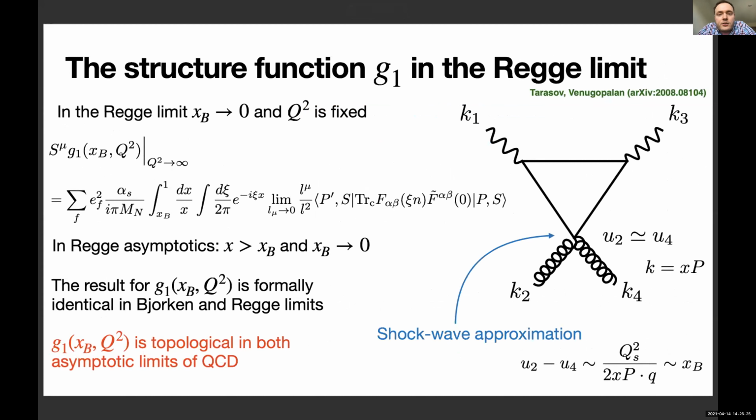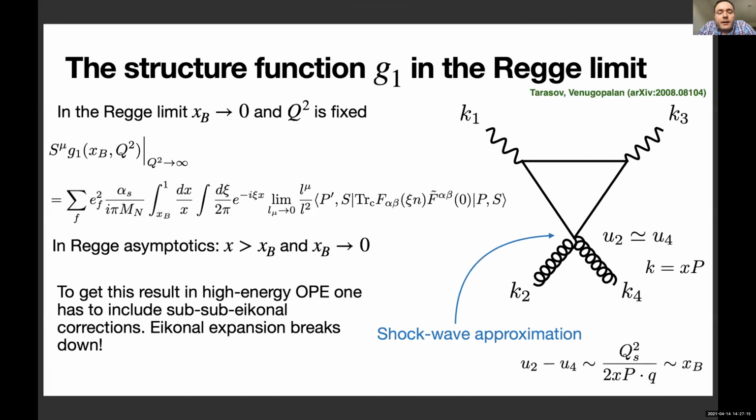And we also did a similar calculation for the Regge limit, for the small x limit of QCD of DIS. And in this case, we assume that the interaction with the background field is effectively localized. So effectively, the leading order contribution is defined by a triangle part of the box diagram, and we do a calculation. We reproduce the pole and we reproduce the F F dual combination. And formally, both results for G1, in the Bjorken limit and in the Regge limit, are in agreement. So our conclusion is that G1 is topological in both asymptotic limits of QCD, so it's defined by the F F dual combination.